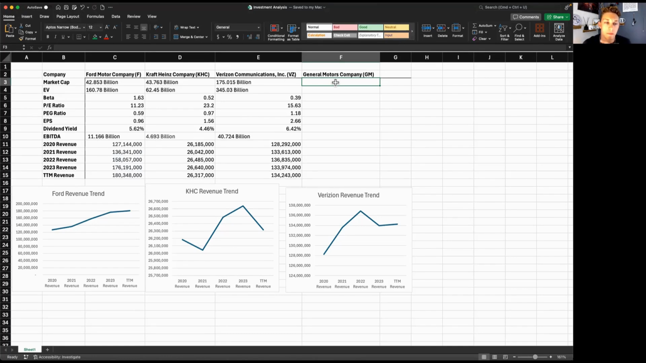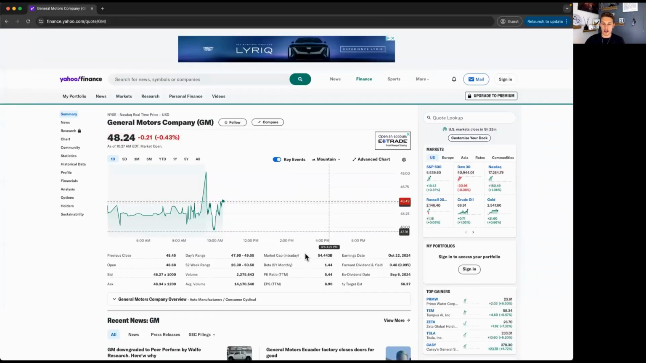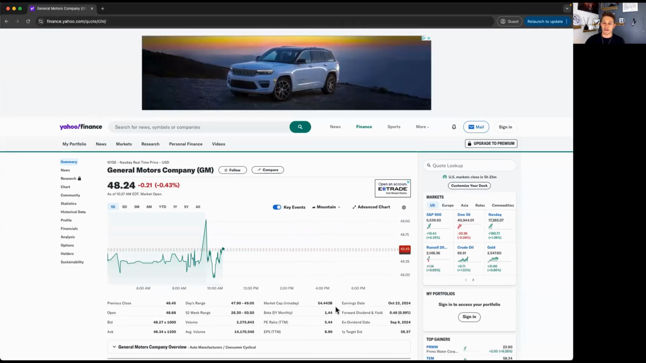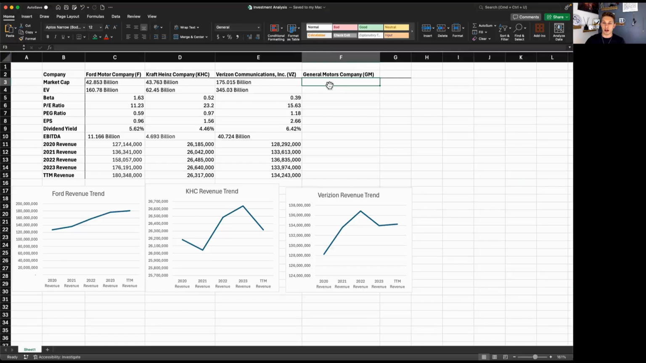First numbers we're looking at here are market cap and enterprise value, looking for the valuation of the company, how much is it worth? So market cap first. We've got an intraday market cap of 54.443 billion. Really, this becomes valuable in terms of comparisons, and GM will be especially interesting to compare to Ford. GM has a higher market cap than Ford was at a couple of weeks ago. So maybe that means GM is worth more. That's what the market seems to be saying.